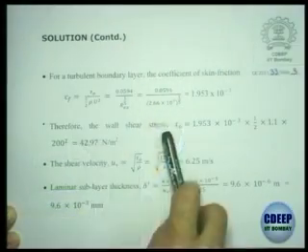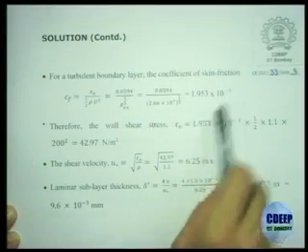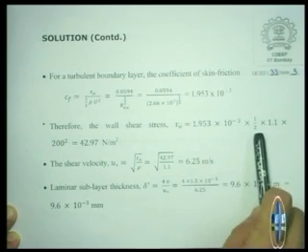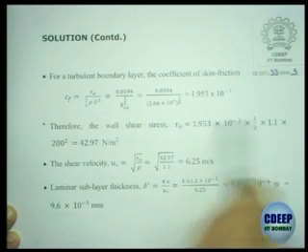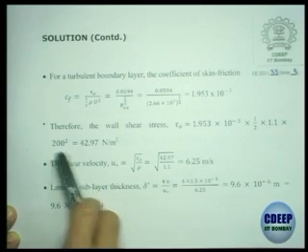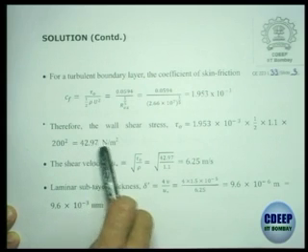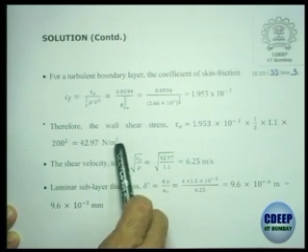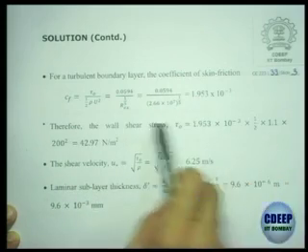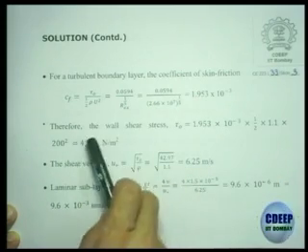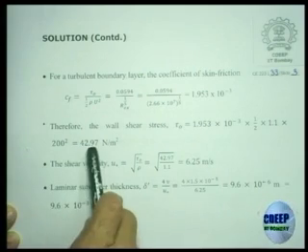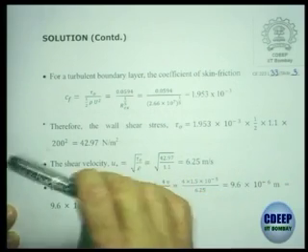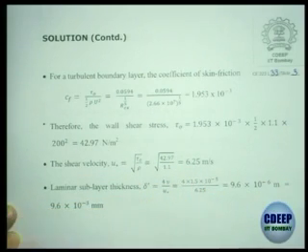Okay. So therefore, the wall shear stress tau 0 equals this number multiplied by half, this is your rho of air, multiplied by u square. And that comes out as 42.97 newton per meter square. Now, you better check these numbers. There could be some error, but don't worry about the sum. There is a small error, don't worry about it. But follow the steps that you need to do when you tackle a problem.